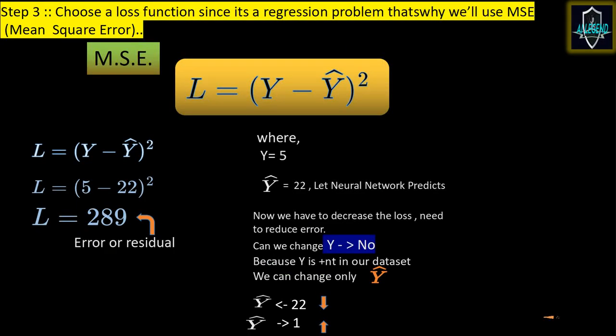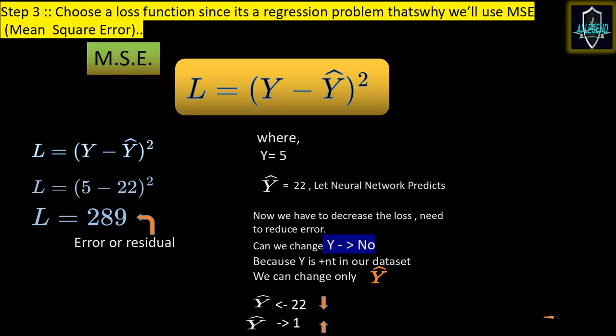Now in step 3, we have to choose a loss function. It's a regression problem, so we'll use MSE, that is mean square error. So L is equal to (y minus y hat) whole square. So (5 minus 22) whole square is equal to 289, as shown in the figure. That we can call the error residual. Now what we have to do is use this error and inform our neural network: look, you are making blunders. Now you have to adjust your weights and biases to resolve this error.